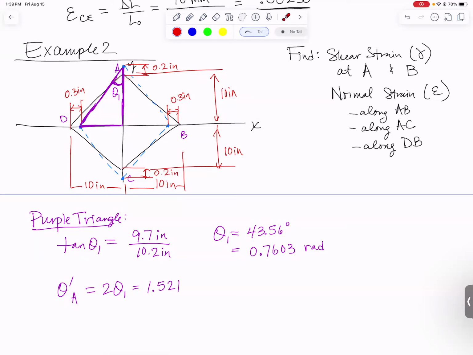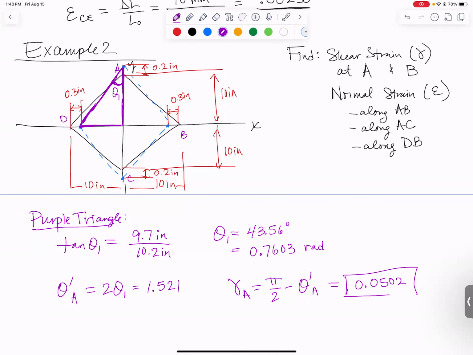So now we can find gamma at A. The shear strain at A is pi over 2 minus the new angle at A, theta prime A, which is the 1.521 I just found. Subtracting those two numbers, you get 0.0502. And it comes out as a positive because the new angle at A is smaller than pi over 2. So when you subtract from pi over 2, you get a positive.